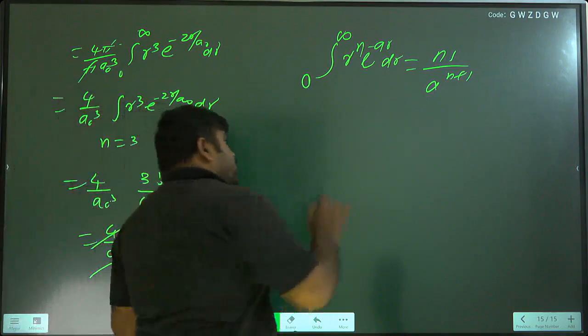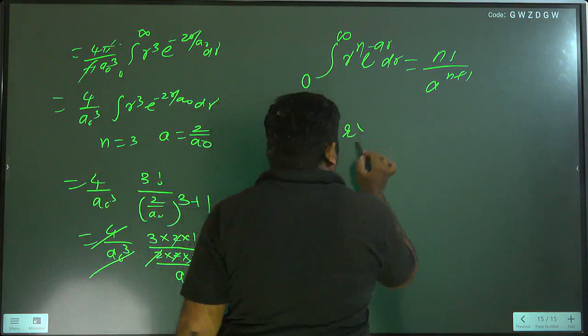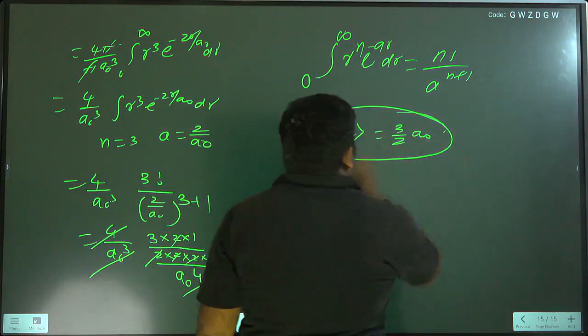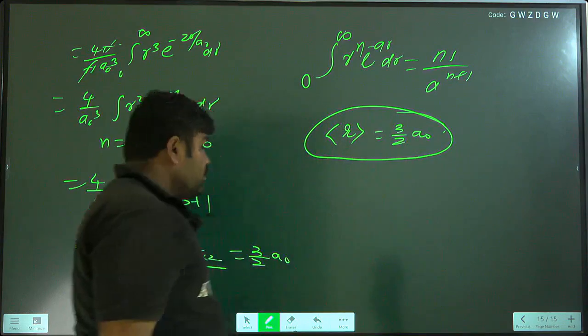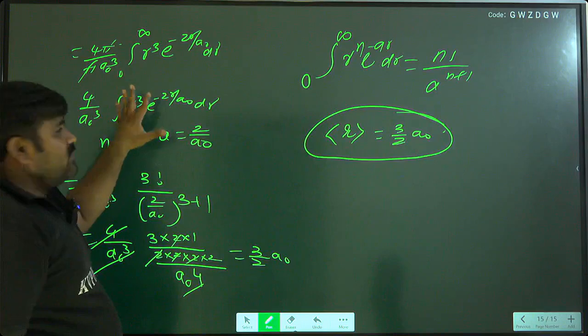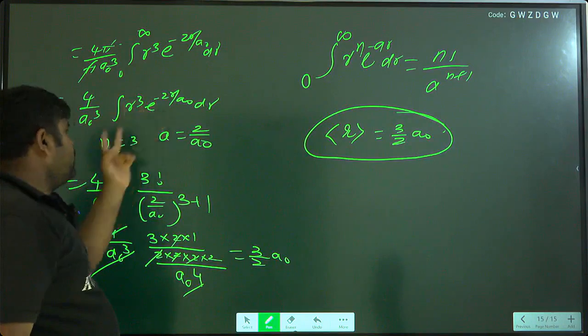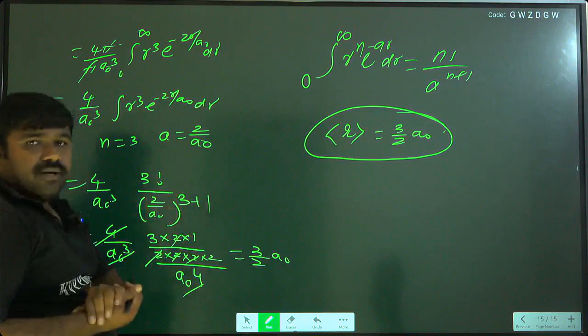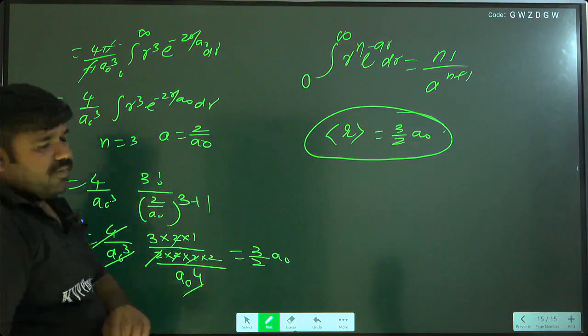What is the expectation of r? Expectation of r is equal to 3 by 2 of a naught. A naught is a Bohr radius. The most important thing is that you should digest this formula well. Just adjust this one: we get the n value, we get the a value. Substitute this value, we get the expectation of r. What is the expectation of r? It is 3 by 2 of a naught.